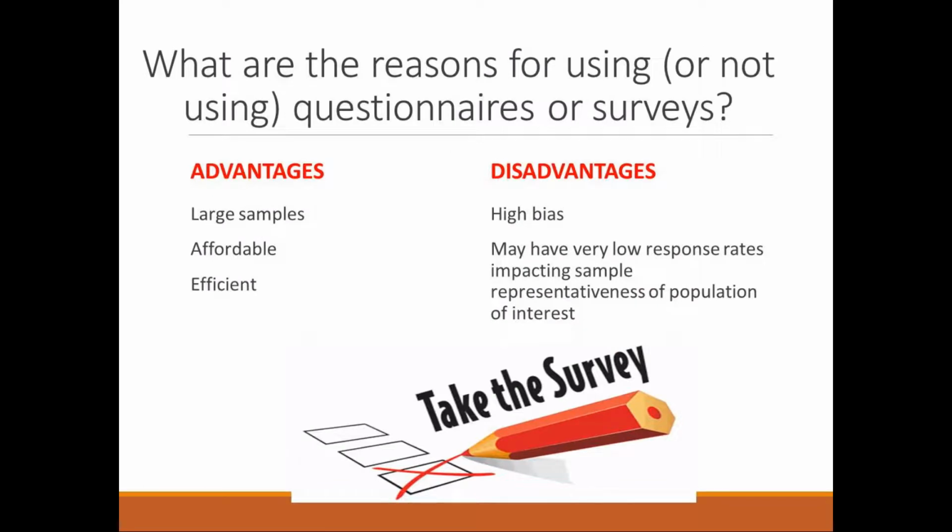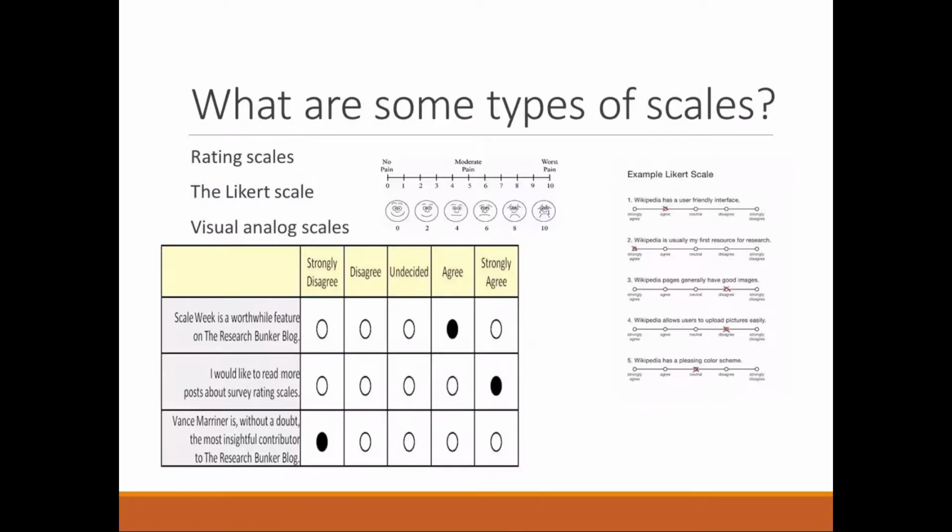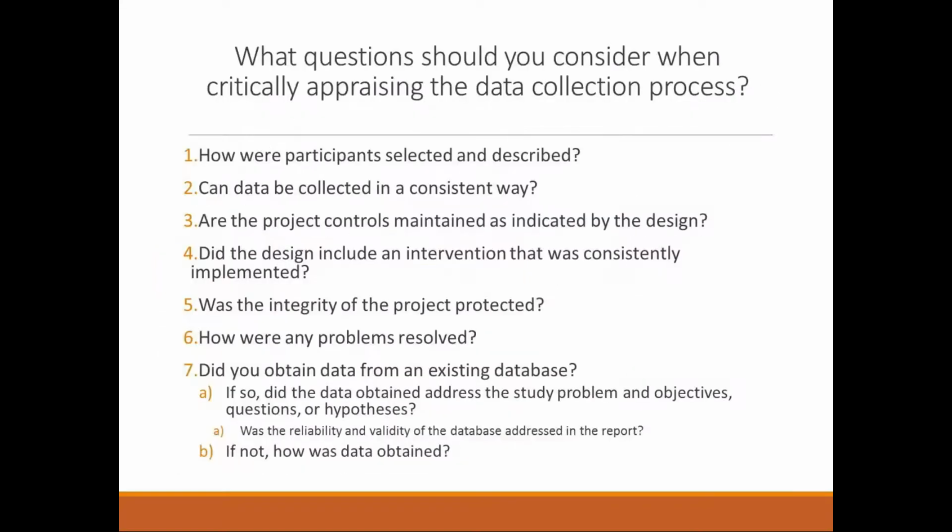What are the reasons for using or not using questionnaires or surveys? The advantages are you can do a large sample, and it's affordable and efficient. Disadvantages are bias, sometimes low response rate, and it doesn't represent the population of interest. What are some types of scales? There's the rating scale, a Likert scale, and a visual analog. All three examples are shown here.